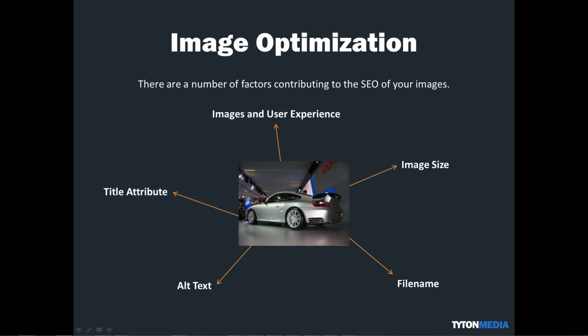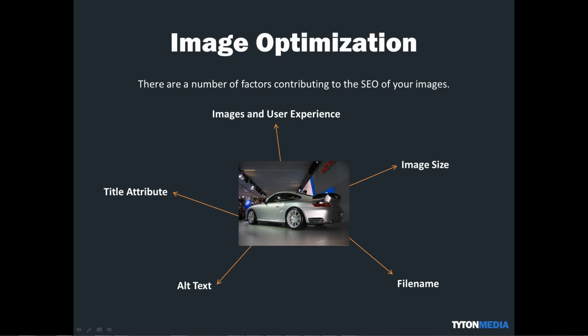So next we're going to talk about image optimization. There's a few different pieces that you want to look at when it comes to on-page SEO of your images. First, the images and the user experience are an important factor when it comes to optimizing your site for images and SEO. Having a good user experience is an important factor when you're trying to increase your website's rankings.